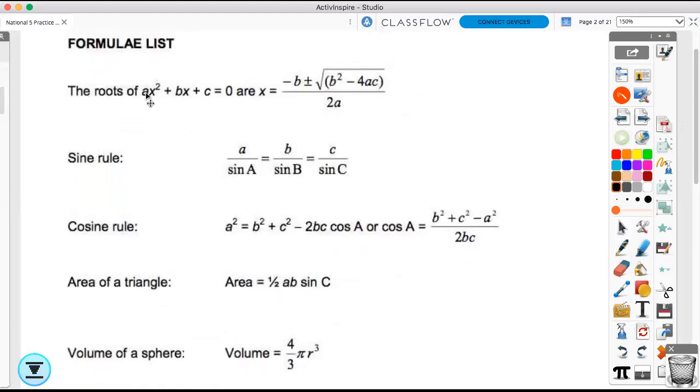of a quadratic, given your answer to a certain number of decimal places, so this is the formula that you need to use.